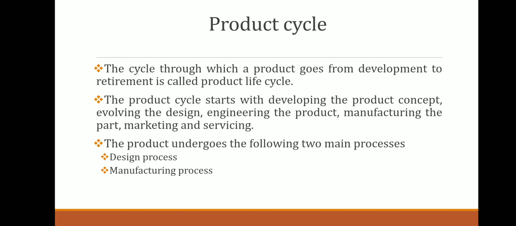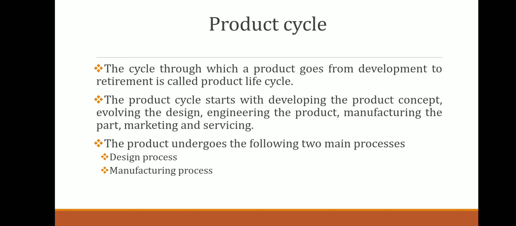So product cycle means starting from the development of the product to the end of its life. We have to see what stages it will cross during the development to the end of the life of the product. That is called the product life cycle. The product life cycle starts with developing the product concept, evolving the design, engineering the product, manufacturing the part, and assembling the components, then marketing and servicing. These are the stages it will include.